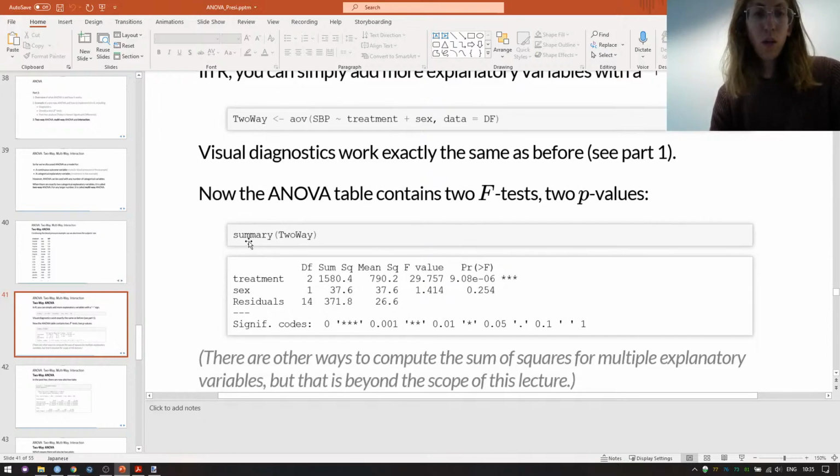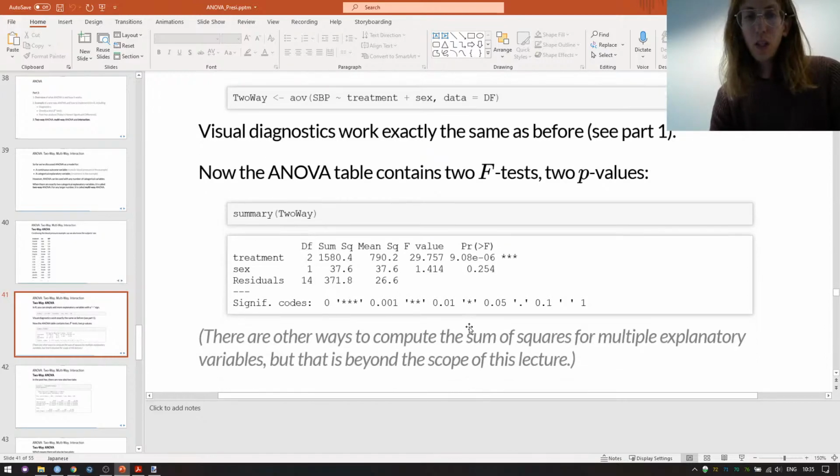And once we do a summary of two-way, we once again get the ANOVA table. And this would be the omnibus test for both categorical variables. So as we can see over here, we do have strong evidence that the treatments are different from one another, but we don't have any strong evidence to suggest that there is a difference in sex. So actually it doesn't make a lot of sense to do a post hoc for sex.